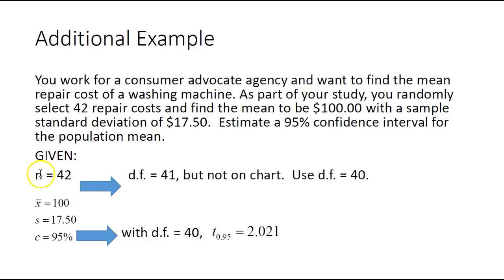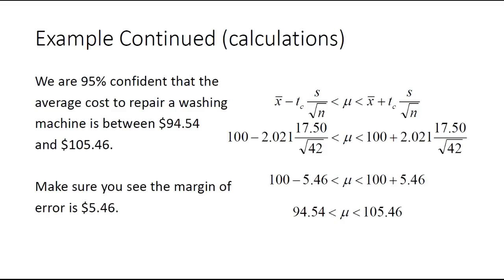So here's all the things that we had. The sample size is 42, which means degrees of freedom would be 41. But if you go back to the chart we just saw, which you may have to print out the more extensive one, there is no 41, but there is a 40. So that's what we're going to use for our degrees of freedom. With 95% confidence and degrees of freedom of 40, we end up with a t-score of 2.021. And of course the sample mean was 100 and the sample standard deviation was 1750.